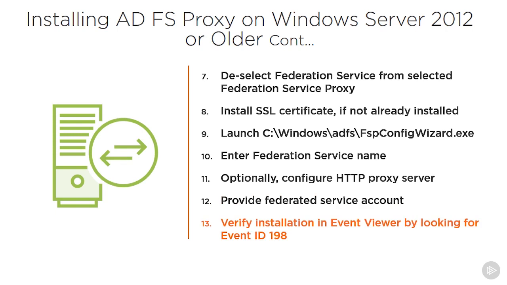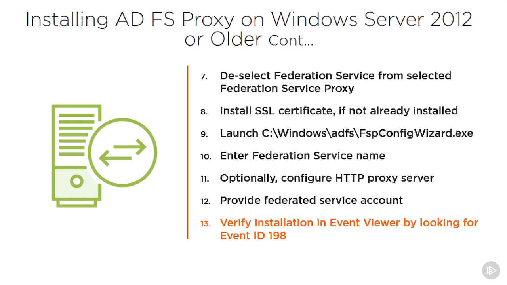You'll wait. It should pop up with a little dialog box saying that you are able to successfully connect to the Federation service. You're going to verify this. You're going to go back into the event viewer and you're going to look for our lucky number 198. If you find lucky number 198, you'll know the configuration was successful.